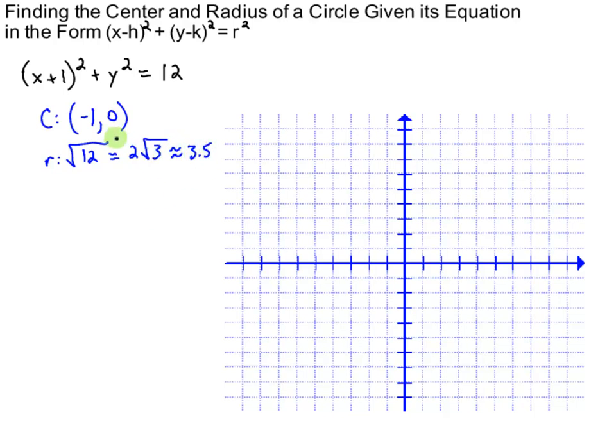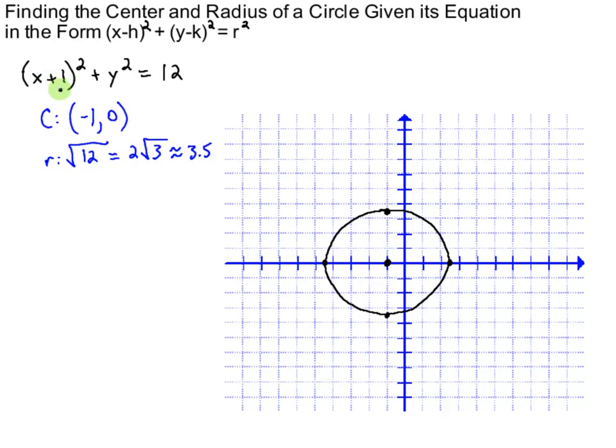So now if we want to graph the circle, my center is at (−1, 0) right here, and I need to go 3.5 units in every direction here. So 1, 2, 3.5 puts me at a point here. 1, 2, 3.5 puts me at a point there. 1, 2, 3.5 puts me up here. 1, 2, 3.5 puts me down here. And so our circle looks something like this. Every point on this circle is 3.5 units from the center.